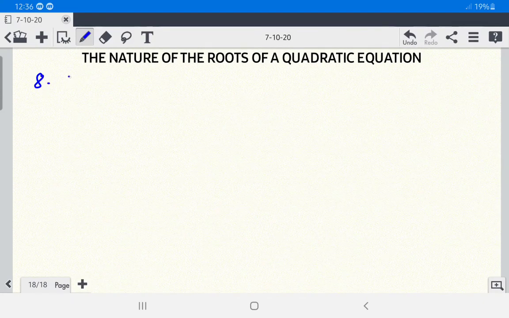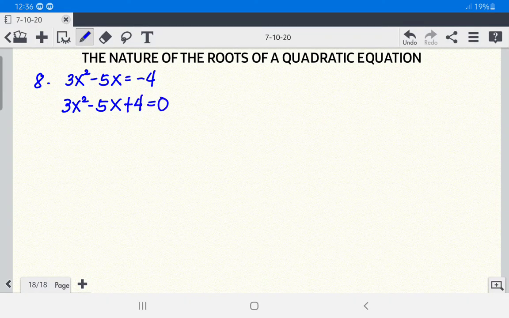Number 8, let's say we have 3x squared minus 5x equals negative 4. Now, the first step is we're going to write this into standard form: 3x squared minus 5x plus 4 equals 0. Here, you're going to make use of the addition property of equality. You just add 4 on both sides of the equation. Then, find the values of a, b, and c. So, a here is 3. Then, b is negative 5. Then, c is positive 4.